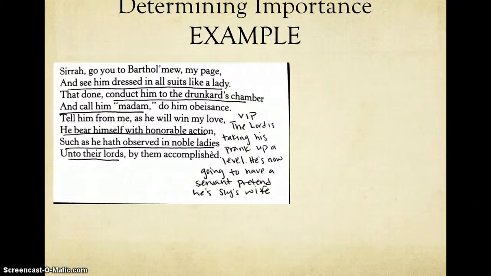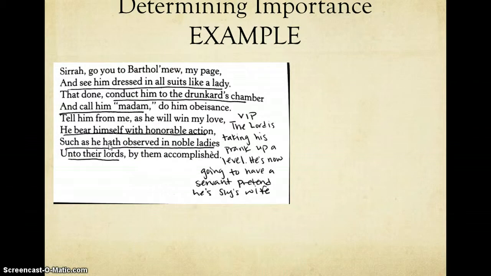Here's my example. So I'm going to look again at a specific part in the play where the Lord is talking, and he's talking to his servants. And he's talking specifically to one servant named Bartholomew, and he's asking him to dress like a lady, to go into Sly's chamber, so where Sly is staying, that everyone should call him Madam. So the servant Bartholomew is becoming a female, or dressing like a female, and to bear himself with honorable action, such as he hath observed in noble ladies unto their lord. So he's essentially saying, act like Sly's wife.